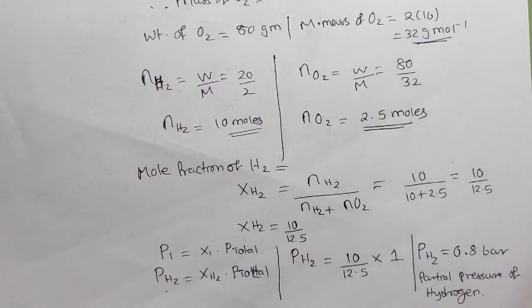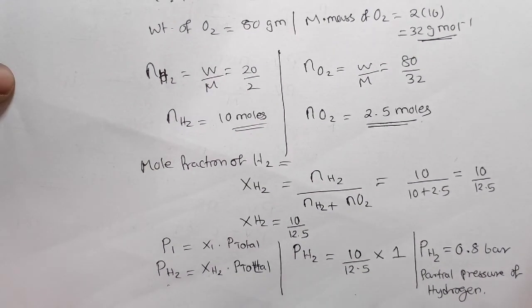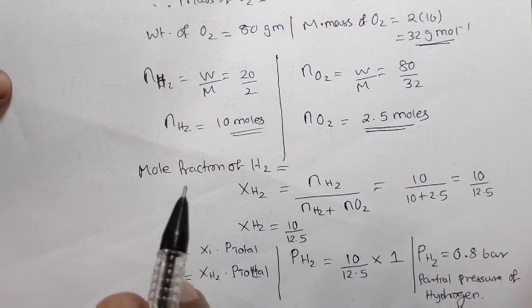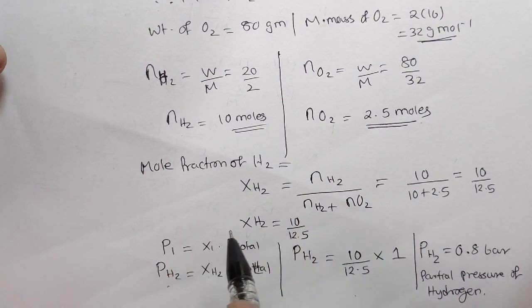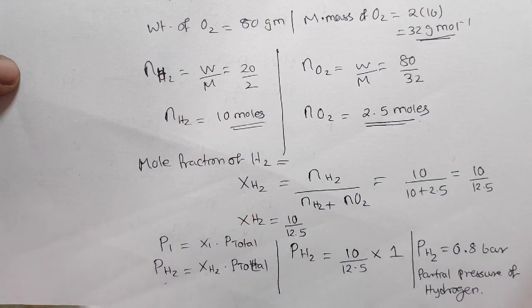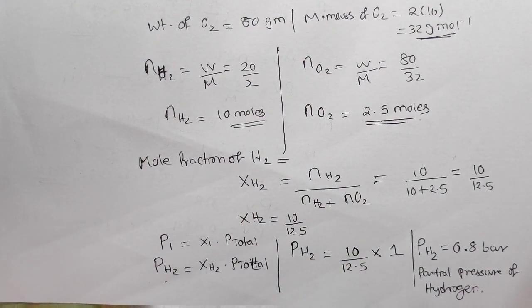Okay, so this was our numerical number 5.19, in which we found the partial pressure of hydrogen. Now this mole fraction concept and the moles we will be discussing in our first chapter. The remaining numericals, or whatever questions are left out in the textbook exercise, we will do in our next video. Okay, thank you very much.